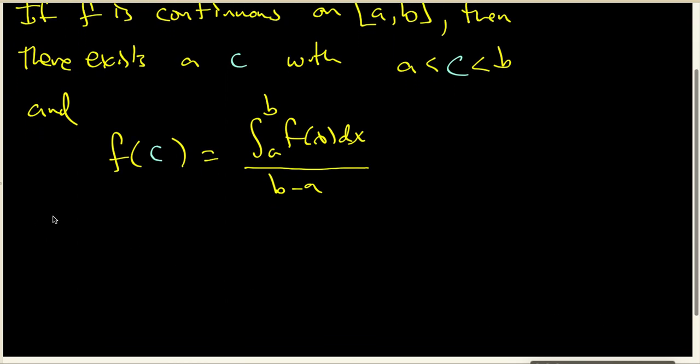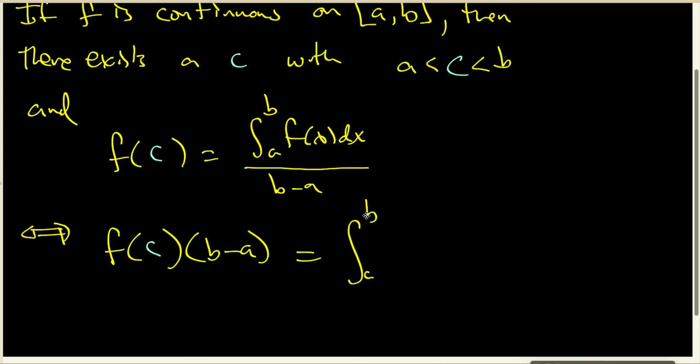We can turn this around and multiply both sides of this by b minus a, and we can restate the conclusion as there exists a c in between a and b such that f of c times b minus a is equal to the integral between a and b of f of x dx.